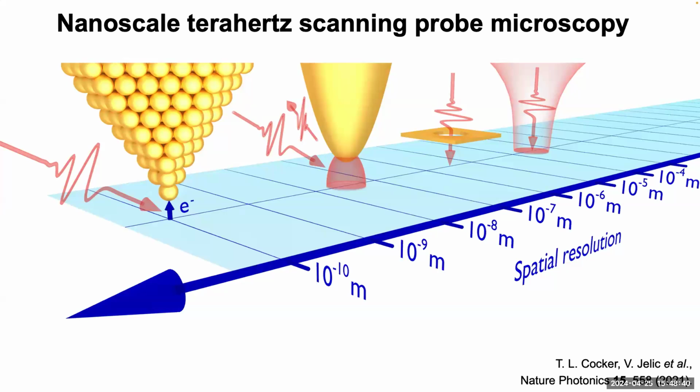So we can improve our spatial resolution. We can get down to the scale of the radius of curvature of the tip apex. But maybe we want to do even better. So this is where we are at the end there. And this is what I'm going to tell you about today.